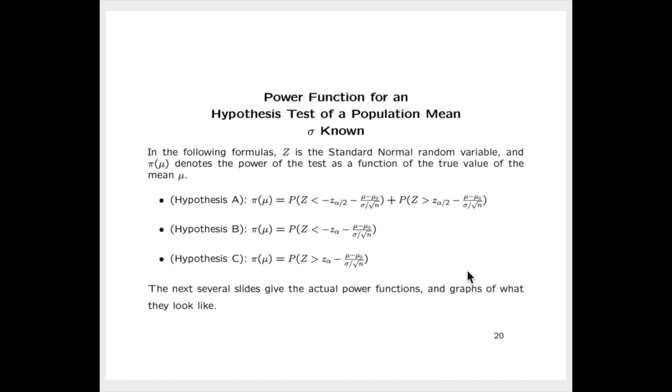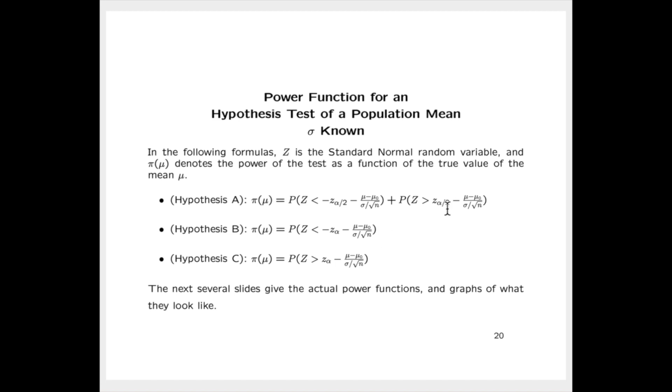On the next slide, we have formulas for the power function. Again, z represents the standard normal random variable, and pi of mu represents the power function for the test as a function of mu. The formula for the power function depends on whether we're talking about a two-tailed test, a left-tailed test, or a right-tailed test.